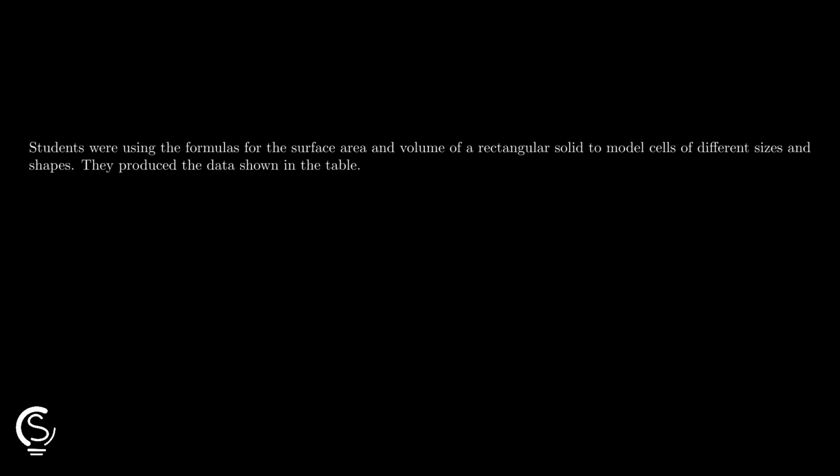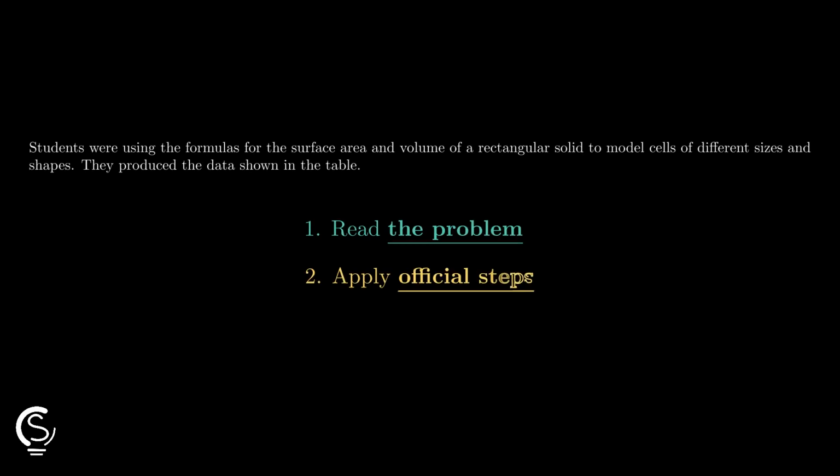A. Rectangular solid 1 has the smallest amount of plasma membrane per volume of cytoplasm because it possesses the lowest surface area to volume (SAV) ratio of 5.00.